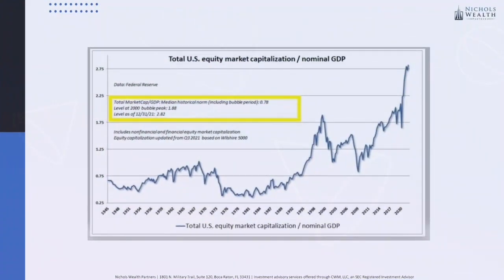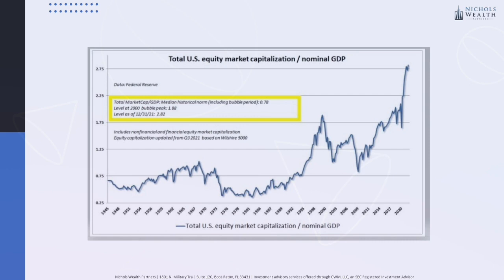Well, at the end of last year, at the end of 2021, that ratio was 2.82. Now, how does that compare historically? Traditionally, over the peaks and valleys since 1945, when we started measuring such a ratio, it was 0.78. So again, the average over a long period of time, over 70, 80 years, was 0.78. At the end of last year, we were at 2.82, so about 4 times the overall average. At the peak of the dot-com bubble, if you will, in 2000, that ratio was 1.8.